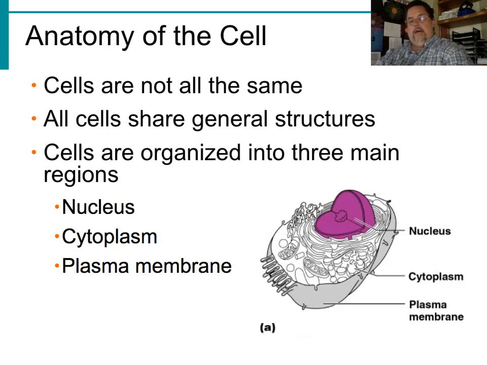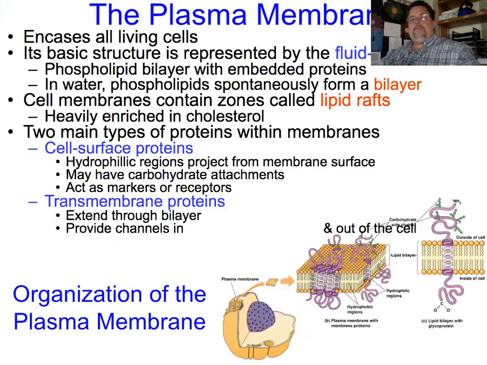Now, some cells have cell walls, like plants, and some cells will spit out their nucleus, like your red blood cells with hemoglobin. They will no longer have a nucleus, but initially they would have had a nucleus.